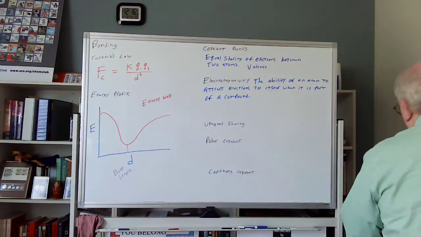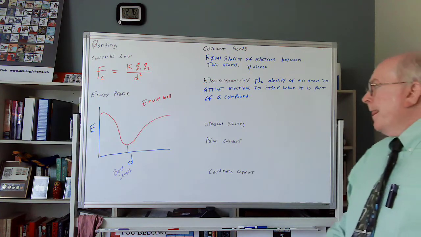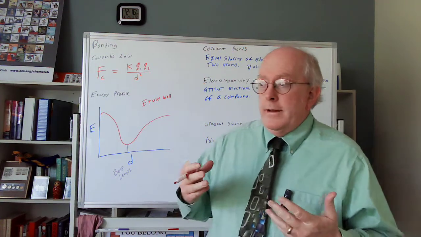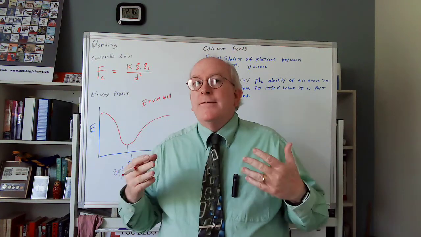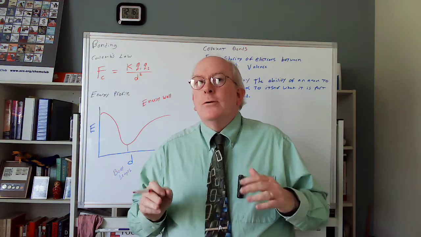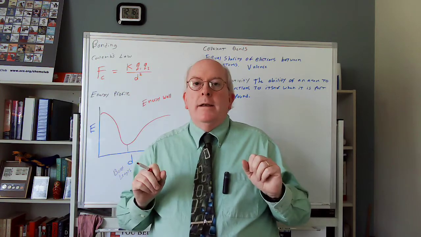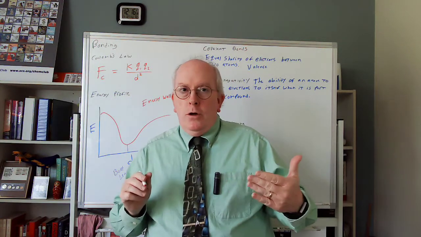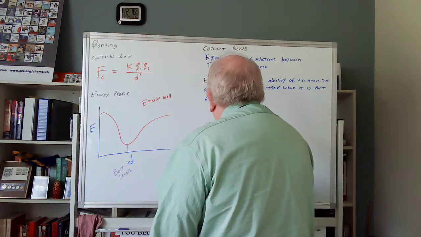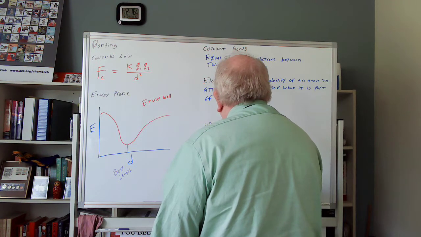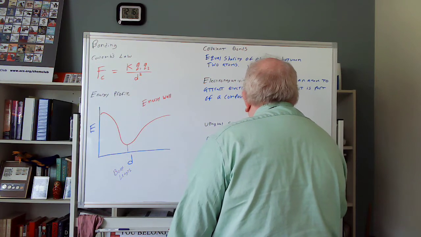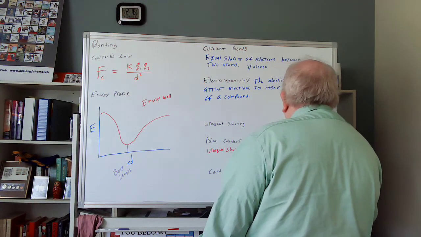Okay? Now, you can have a situation where two atoms come together, they form a covalent bond, but the difference in electronegativities is a little big, which means that it truly isn't a covalent bond, but it is a polar covalent bond. A polar covalent bond is unequal sharing of electrons in a covalent bond.